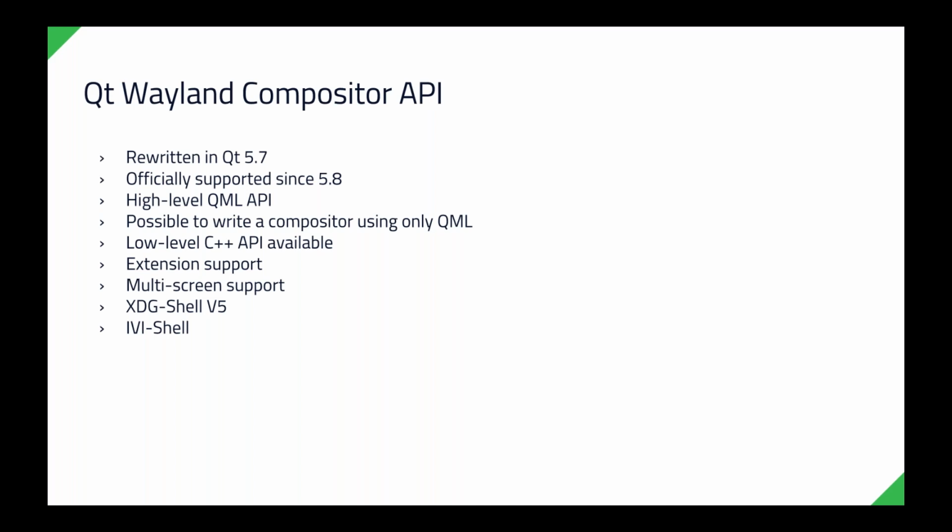It consists of a high-level QML API where you can write compositors using only a few lines of QML. You still also have a C++ API available if you need to dig into the low-level stuff or make something crazy, then you can do that. Like I said, there's also support for writing extensions. And we support multiple screens, and we support the XDG shell v5 and IVI shell extensions. I'll get back to that later.